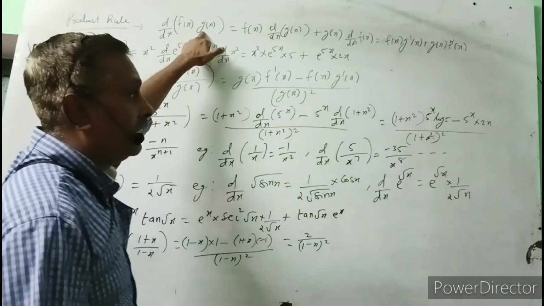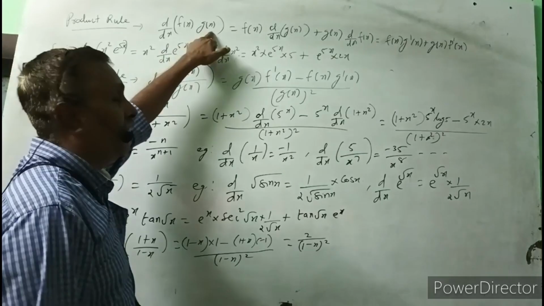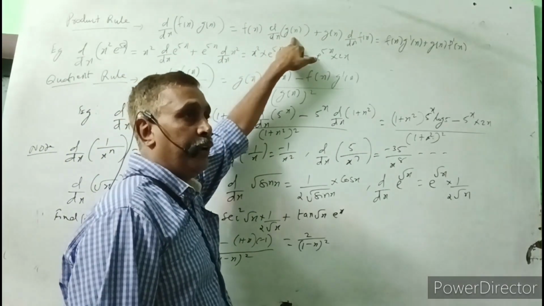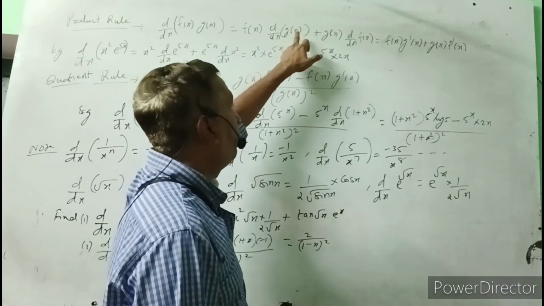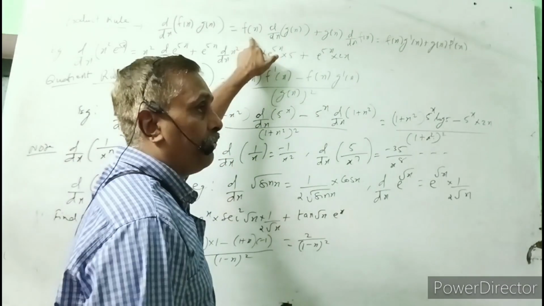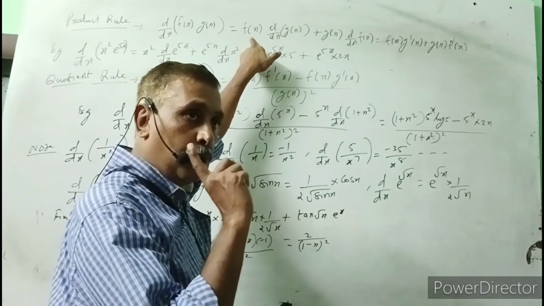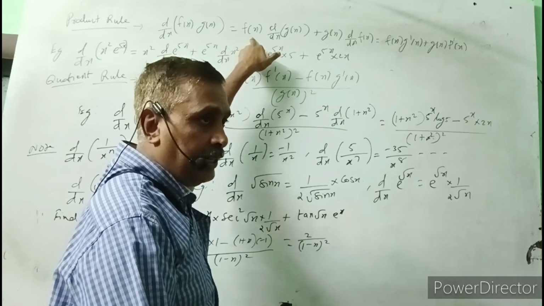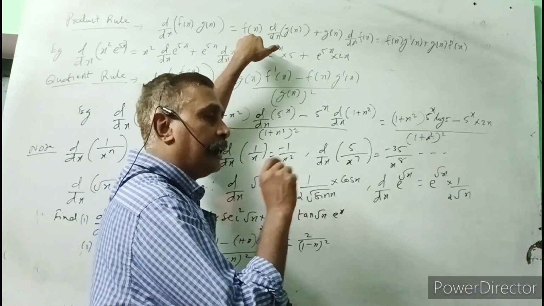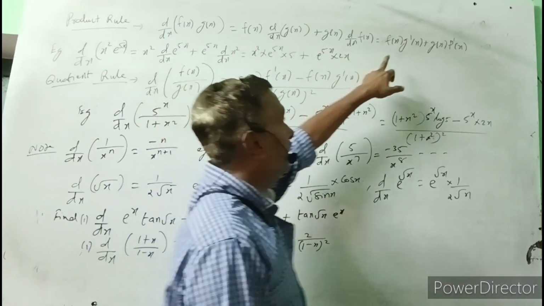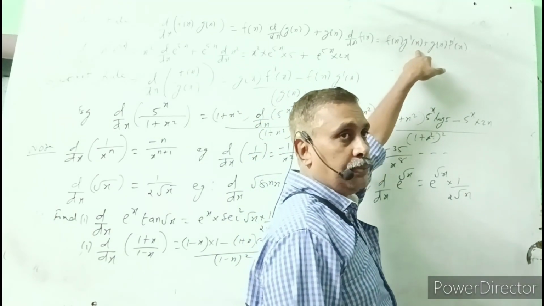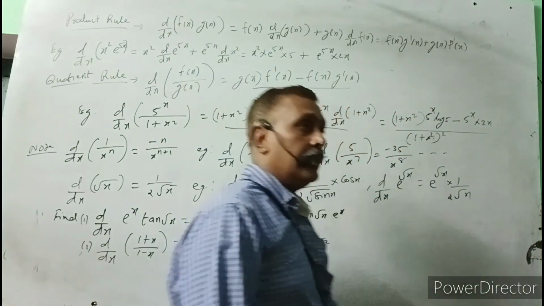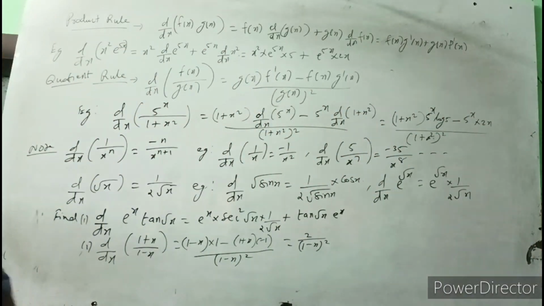So how do we find the derivative in such a case? We can never find the derivatives of both together. We will write one of the functions as such and write the derivative of the second, plus the second function as such and the derivative of the first. That means at a time we write the derivative of only one function. That is written f of x into g dash x, where g dash x means the derivative of g of x, plus g of x into f dash x, where f dash x means the derivative of f of x.